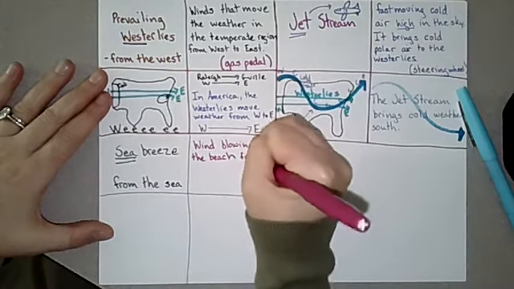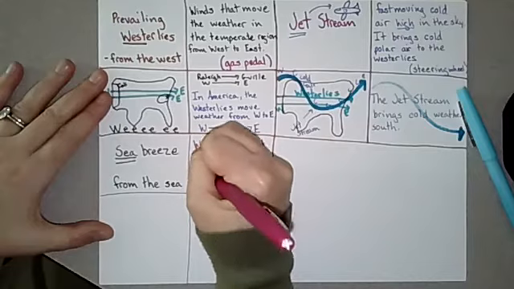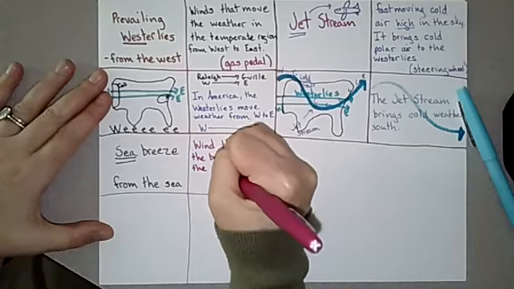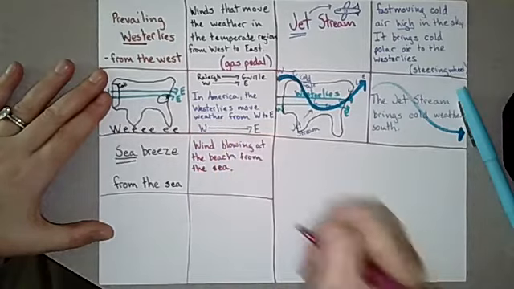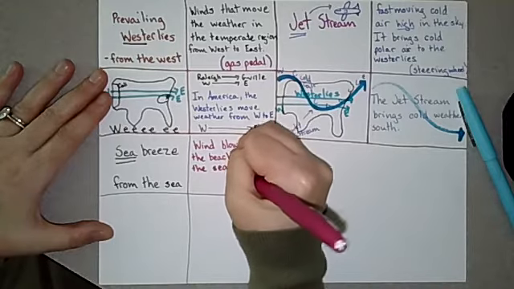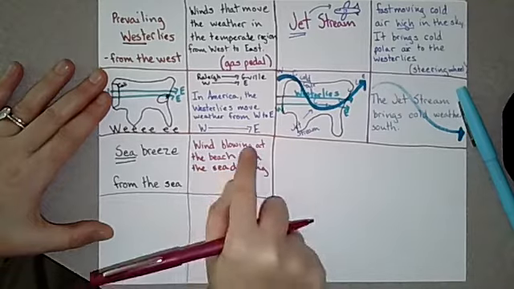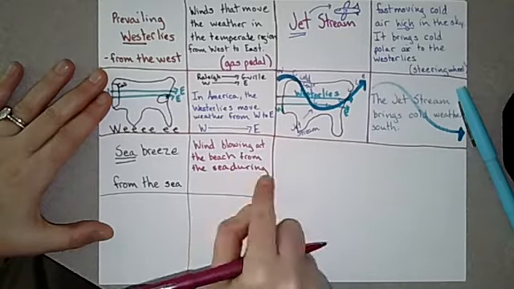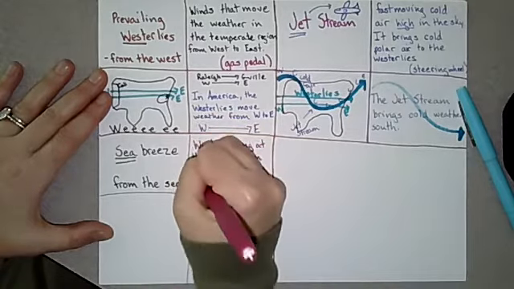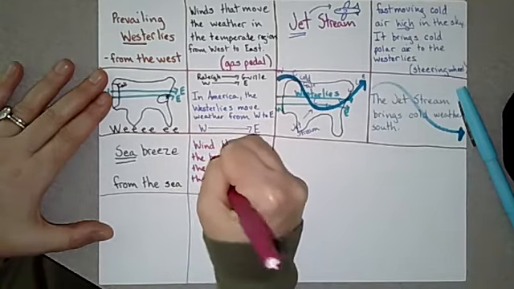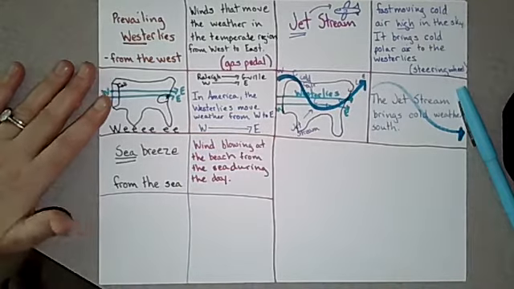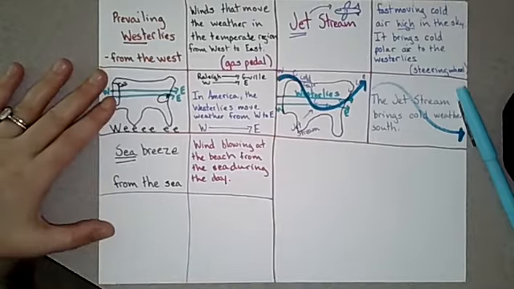From the sea. Now, all of you, I'm sure, have been to the ocean before. And when you are there, it is almost always windy. It's wind blowing at the beach from the sea during the day. Sea breezes are always during the day.